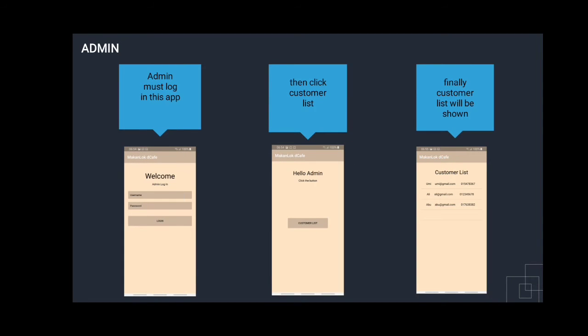So this is our admin GUI. First, admin must log in to this app. Second, then click customer list. And finally, the customer list will be shown.